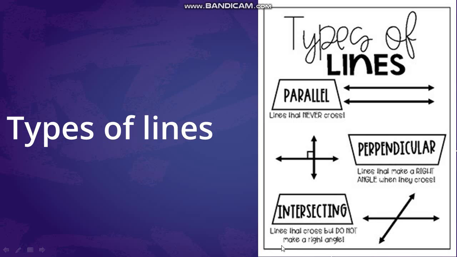Intersecting line is very easy. Lines that cross but do not make a right angle. Two lines when they cut each other at a right angle are perpendicular. Two lines which cut each other without right angles are intersecting lines. So once again, parallel lines will never cut each other. Perpendicular lines will cut each other at right angle. Intersecting lines will cut each other but not at right angle.